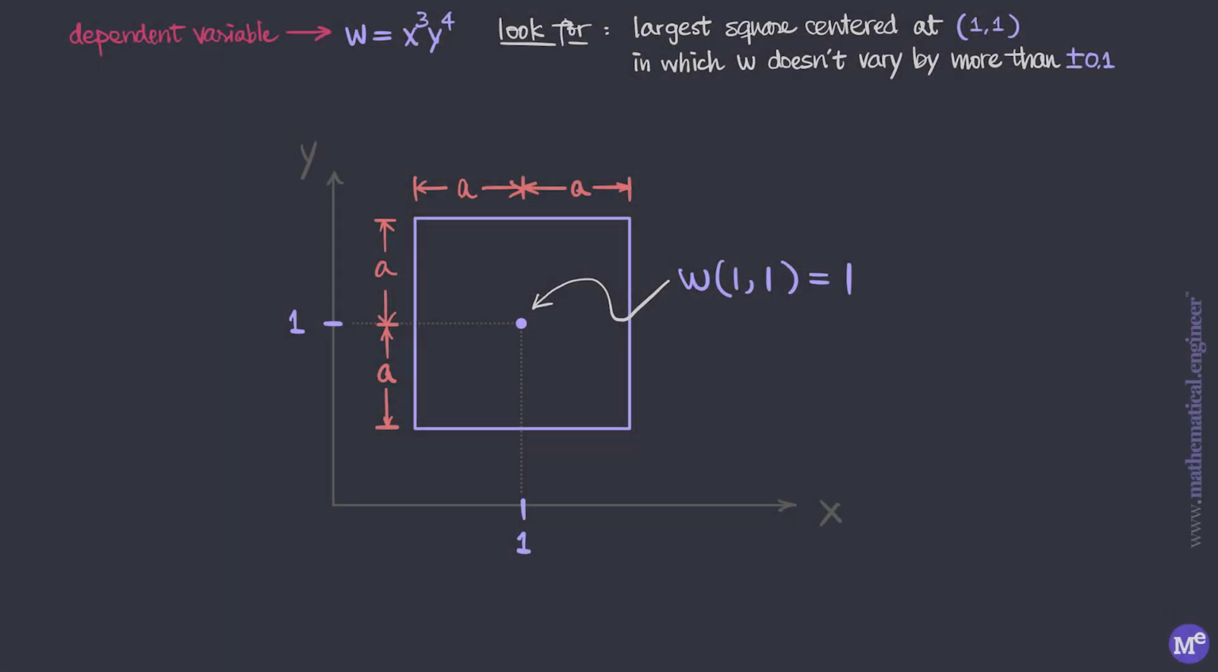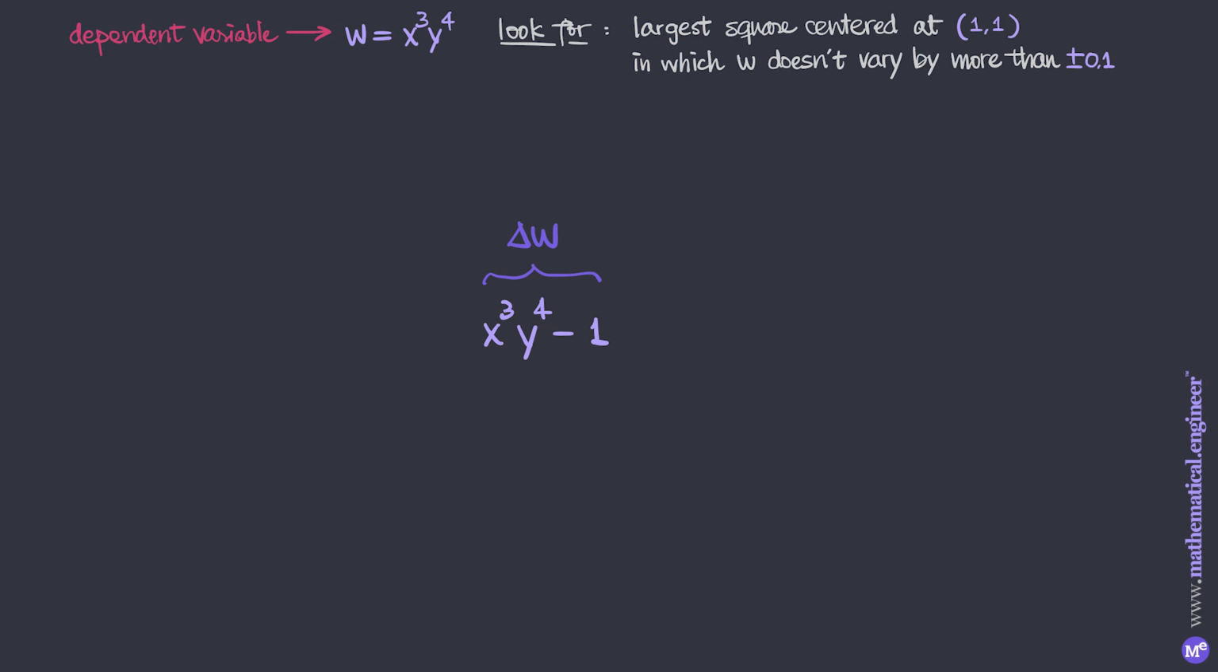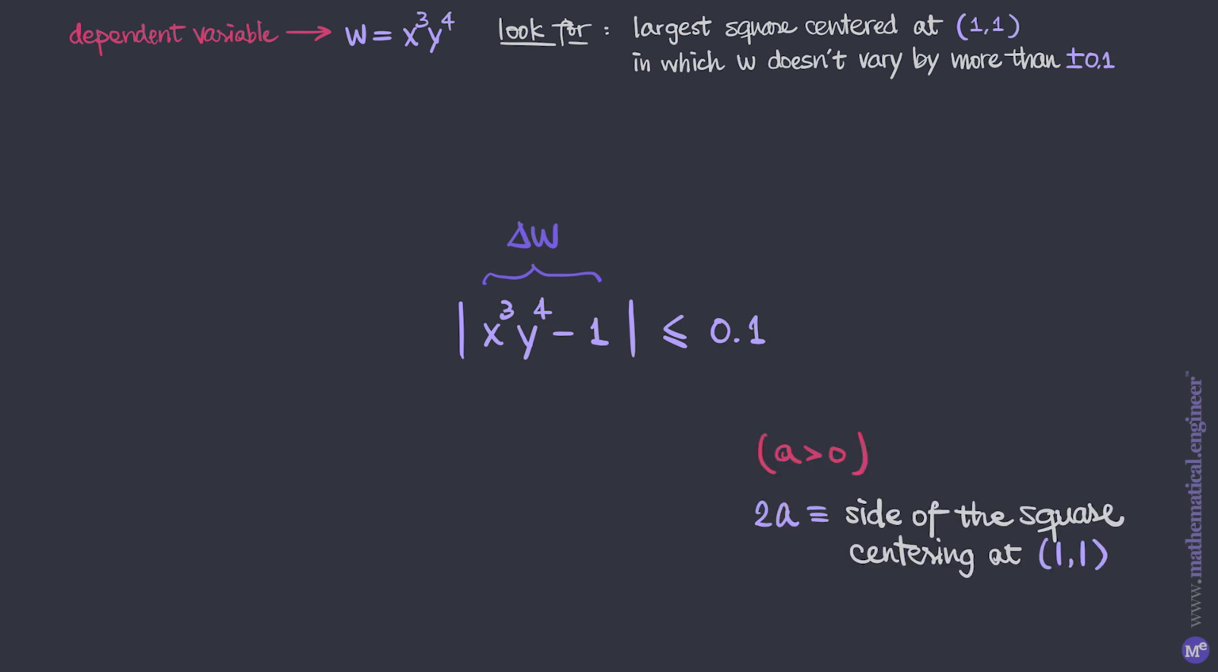Here is a way to formulate the problem. Let's start with the change in w from the starting point 1, 1. We limit the absolute value of the change in w to be at most 0.1. Let's say the side of the square, centering at 1, 1, is 2a where a is positive.